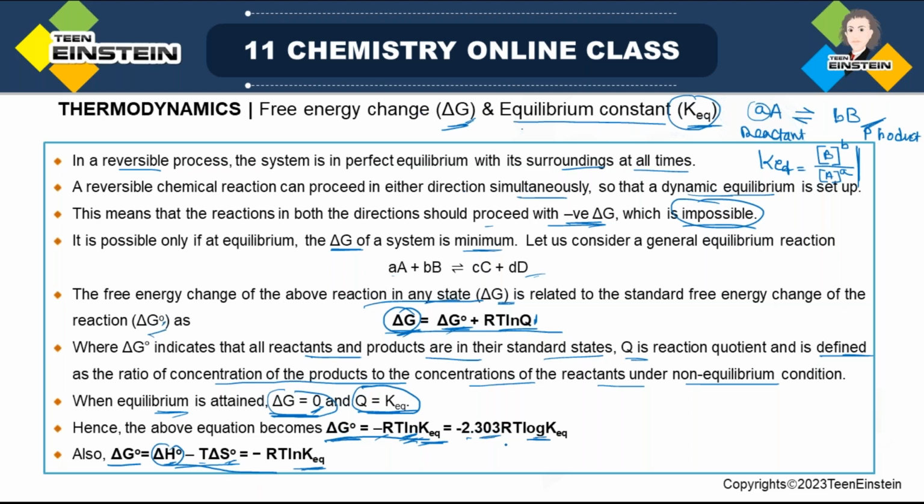So free energy change under standard state, del G naught, is related to K equilibrium by this relationship. And as del G naught is equal to del H naught minus T del S naught, that should also be written as equal to minus RT ln K equilibrium, or if you are writing log base 10, it should be multiplied by 2.303.